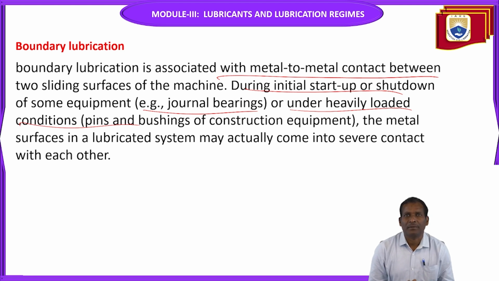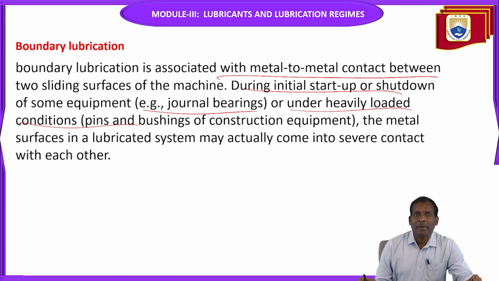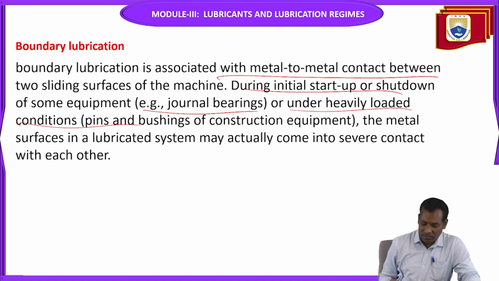You can see in the journal bearing, the journal rotates inside the bearing. That is called a journal bearing. The portion of the shaft that contacts the surface of the bearing is called the journal. So the shaft or journal rotates inside a bearing. Under heavily loaded conditions, pins and bushings of construction equipment, the metal surfaces in a lubricated system may actually come into contact with each other.